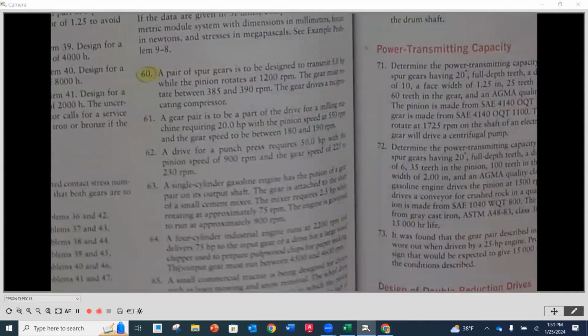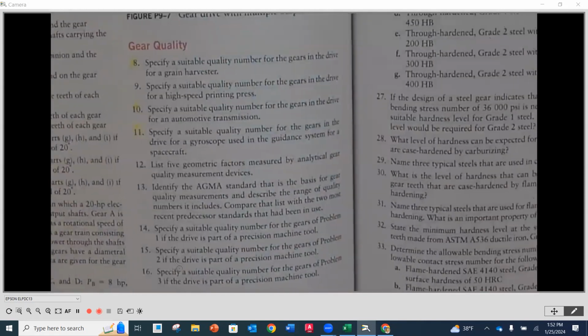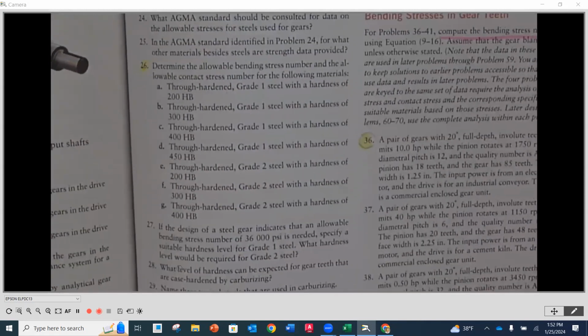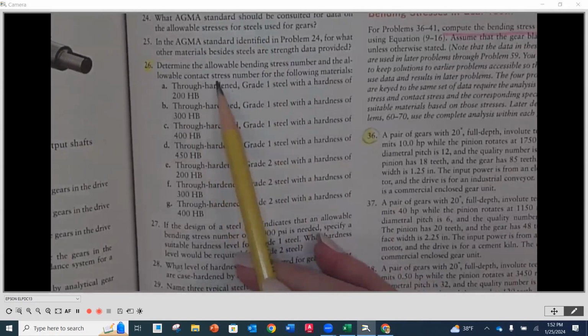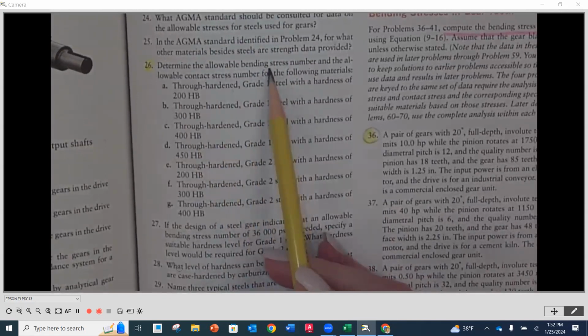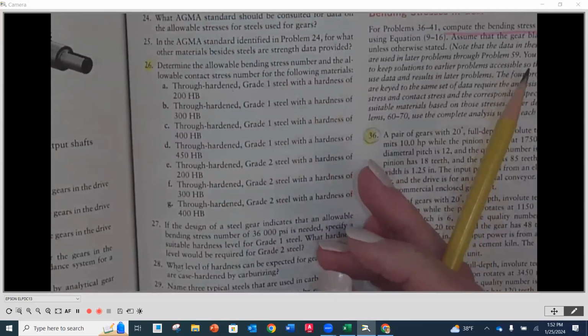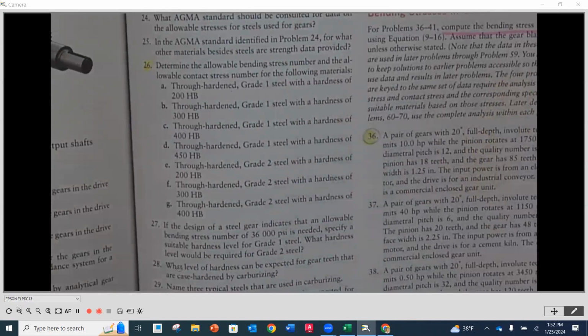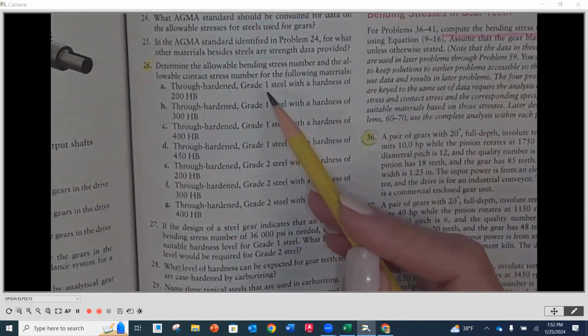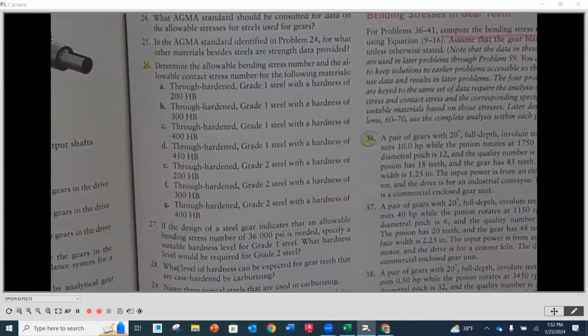And you're going to do that for all parts of number 26. And notice that you need a contact stress number and a bending stress number. So you're going to do one for the bottom of that first page and then for the top of the next page. So each one of these is going to have 2 answers.